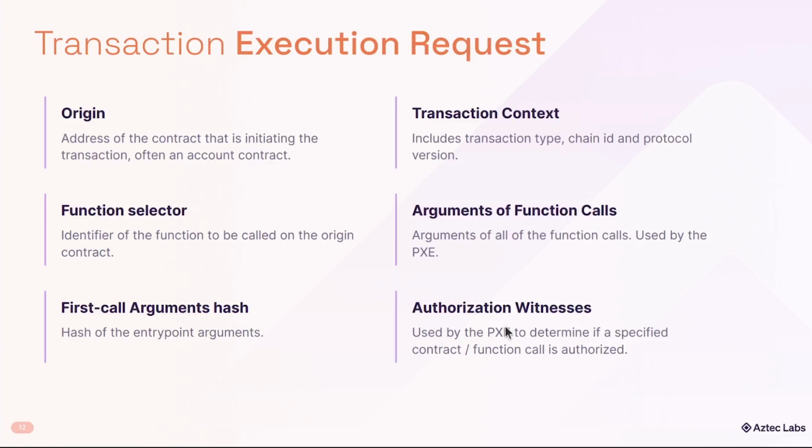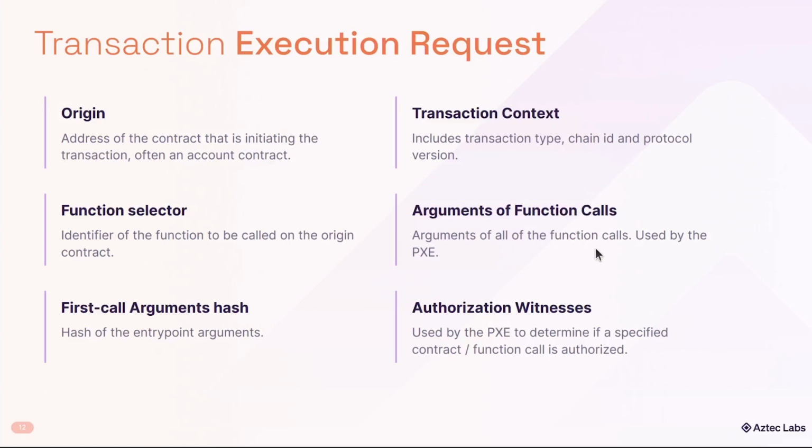There's also the arguments of all of the function calls that will be part of this transaction. So a transaction may call several functions or maybe nested function calls. If there's any additional inputs required, those will go in the transaction execution request. It's used by the PXE and the nested function calls. And then any authorization witnesses, which are used by the PXE to determine if a specified contract or function is authorized.